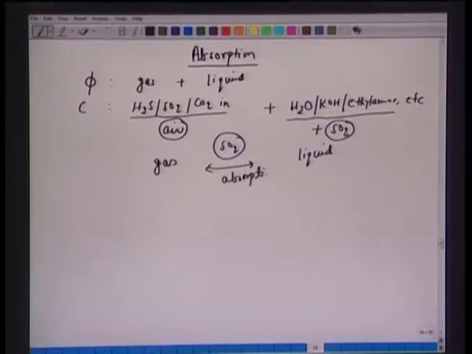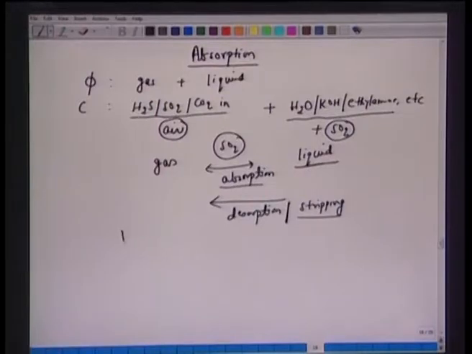and you can imagine that if this liquid is saturated with the gas, we can also have desorption. So, it is a reversible process, absorption slash desorption. Desorption is also known as stripping. So, the principle of absorption or desorption or stripping is similar. Okay. So, this is what we are trying to address here.